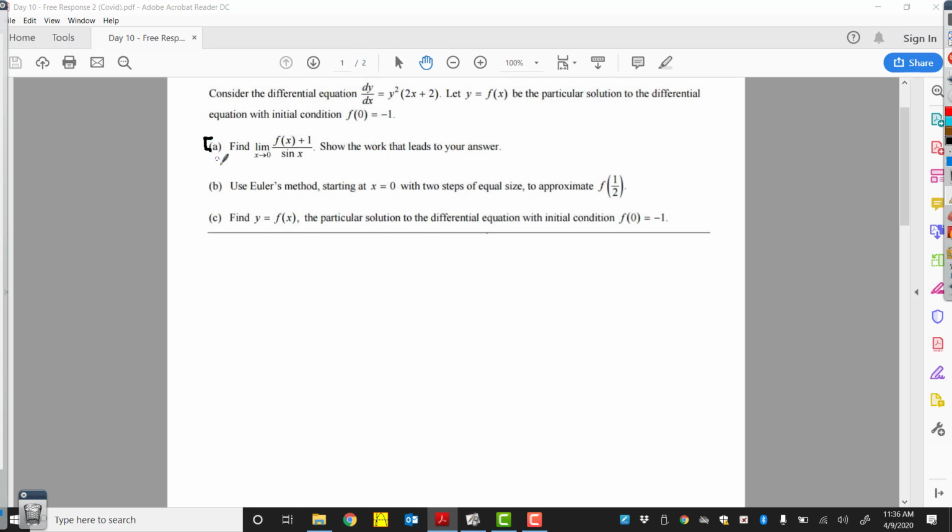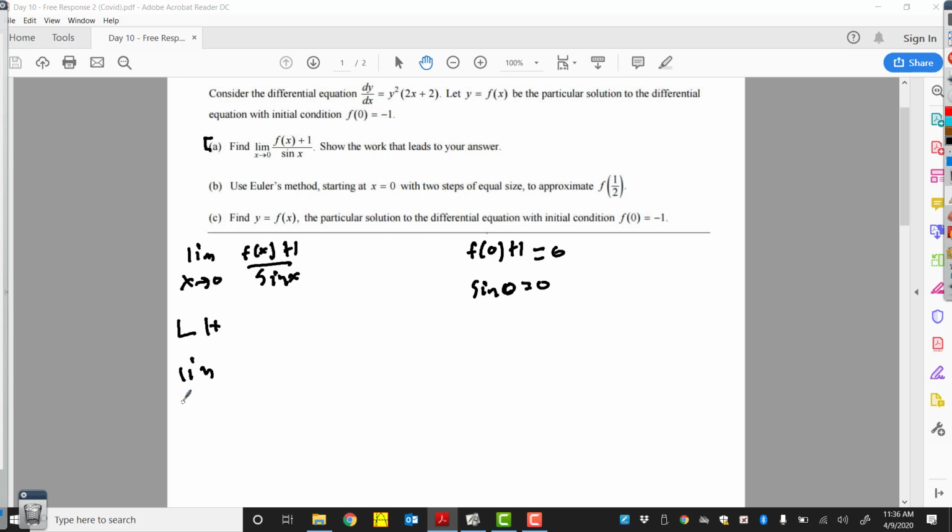So let's start by looking at A. Find the limit as x approaches 0 of f of x plus 1 over sine of x. So limit as x approaches 0 of f of x plus 1 over sine of x. Okay, let's start by just looking at what happens when we plug these in. Well, f of 0 plus 1, they tell us f of 0 is -1, so that means this equals 0. Sine of 0 is 0. So, since the numerator and denominator are 0, we can use L'Hopital's rule.